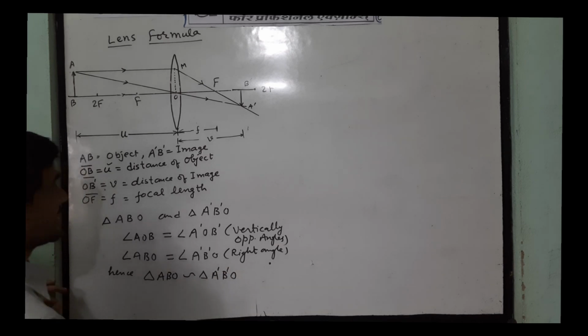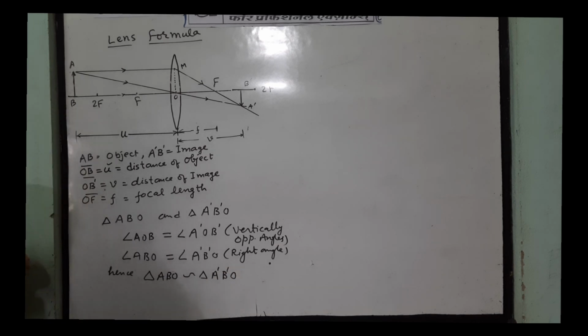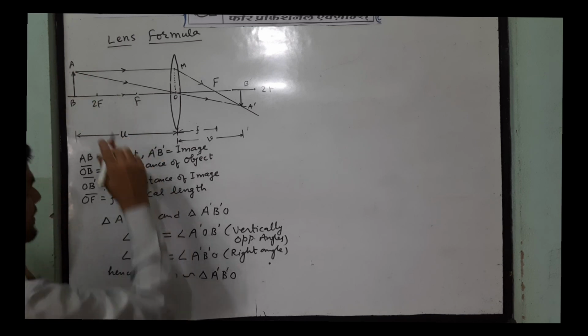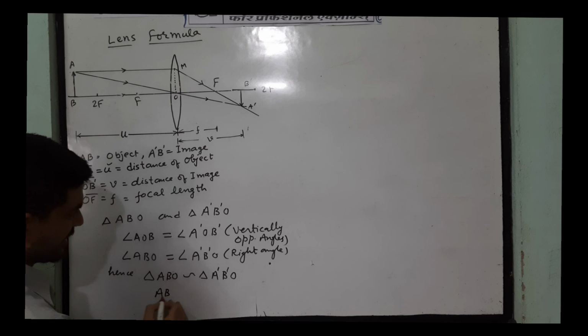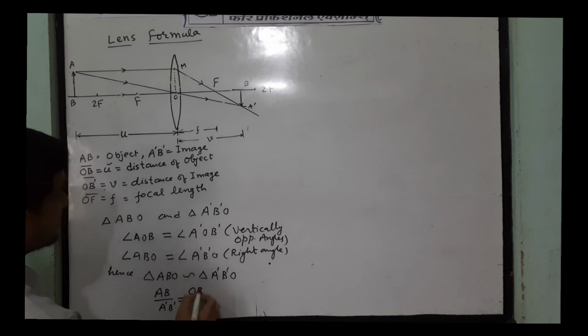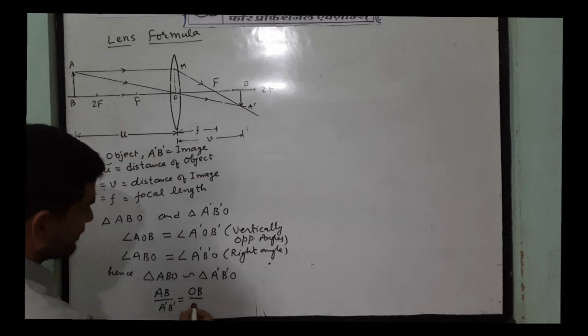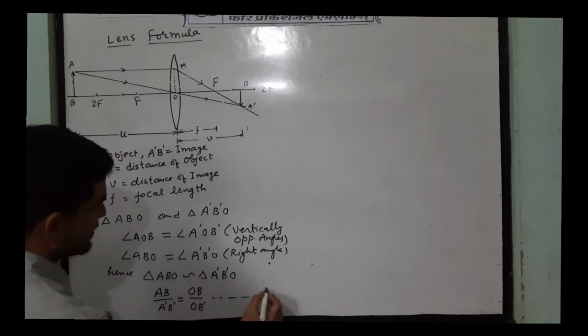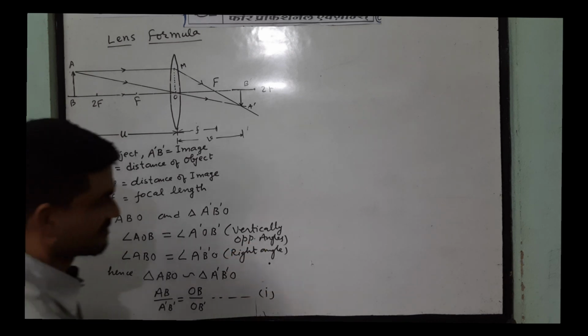Now you know the similarity properties. So here we can write that the ratio of corresponding sides are equal. Here the ratio of side AB to A prime B prime will be equal to OB to OB prime. So this we get as equation number 1.